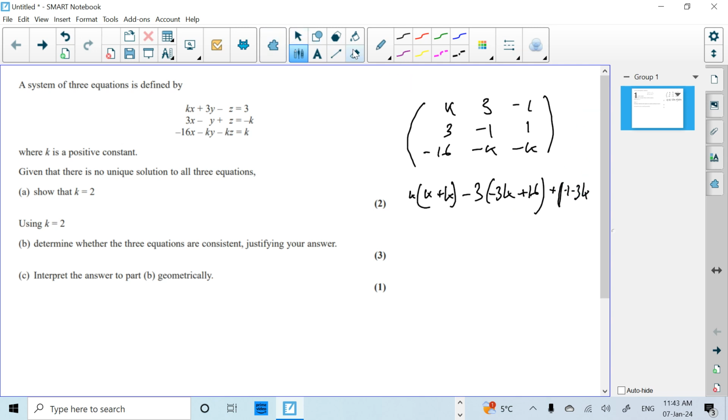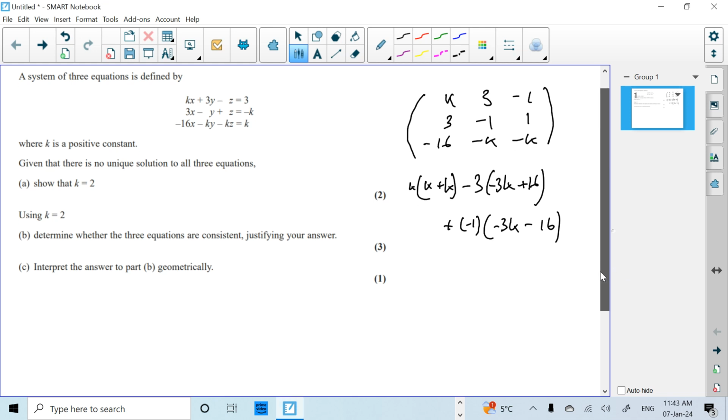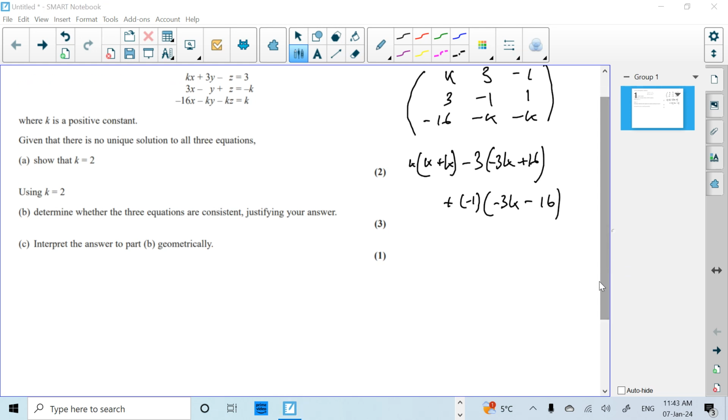So let's just put it underneath, so that there's no confusion, hopefully. Apologies for that, should have given more space there, written it underneath. So that's plus, and then it's minus 1 times minus 3k, and minus 16. And yeah, that's the first thing that we need to do.